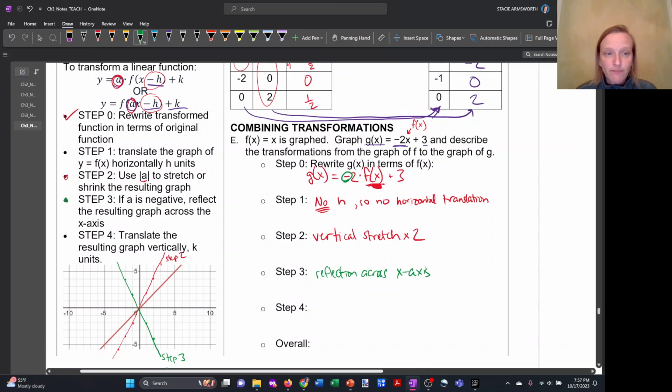For step 4, any vertical translation happens now. So any vertical translation based off of having a k value added after the function has been evaluated. So in this case, I add 3 after the function has been evaluated. So there will be a vertical shift of +3, or 3 units up. So vertical shift of 3 up.